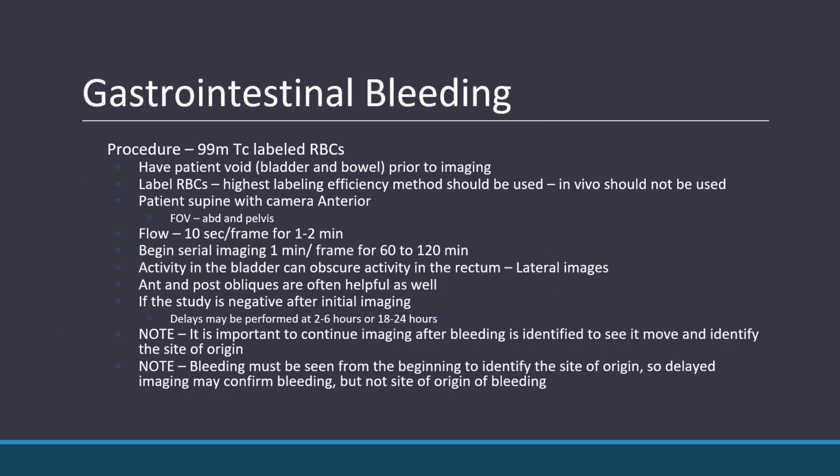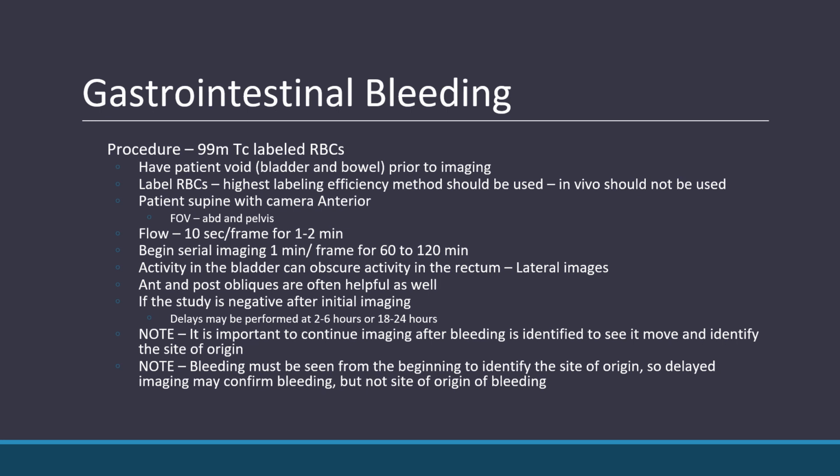The procedure for a GI bleed consists of a flow. Before you start, you want to have the patient void their bladder and bowel if possible prior to imaging. It's important to note here that these patients are fall risks. A lot of them have low blood levels, or they have blood loss anemia, or blood loss hypotension or orthostatic hypotension. Allowing them to get up and go to the bathroom by themselves may lead to the patient passing out, fainting, or falling. So you don't want to let them go by themselves.